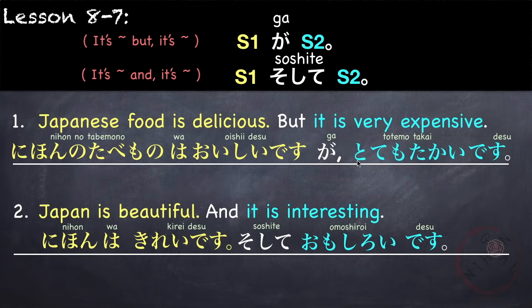So if you notice, we didn't repeat the topic in the second statement. So here we have とても高いです and we know we're talking about Japanese food. Also here 面白いです, so here we are talking about Japan. So we don't need to repeat Japanese food or 日本の食べ物 or in this case 日本.